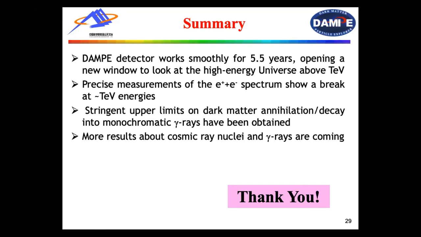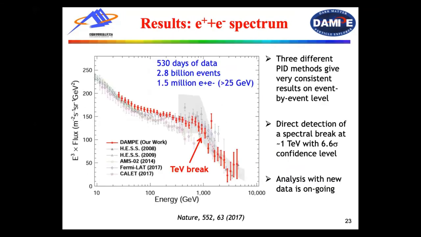Yeah, let me ask a quick question. Now you have like 5.5 years of data. When are you going to announce the electron spectrum, the electron cosmic ray data? You mean when will we? The next announcement. It depends. Is that going to be shown within this year, or how many years? Or next year? I'm not sure. So we're still accumulating the statistics, yes.